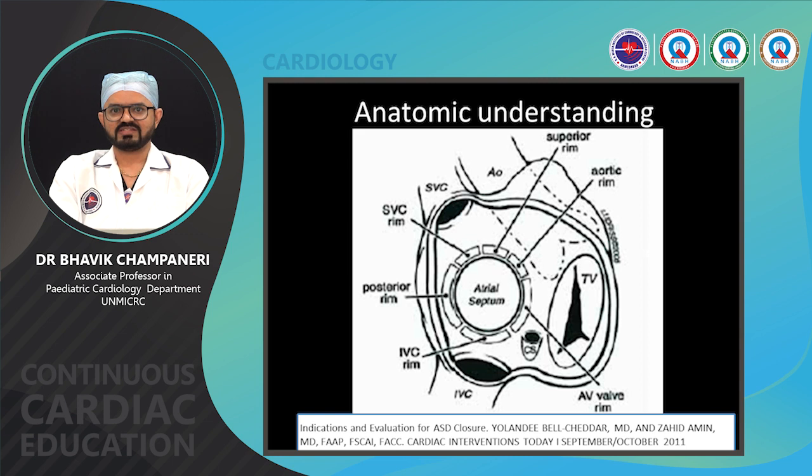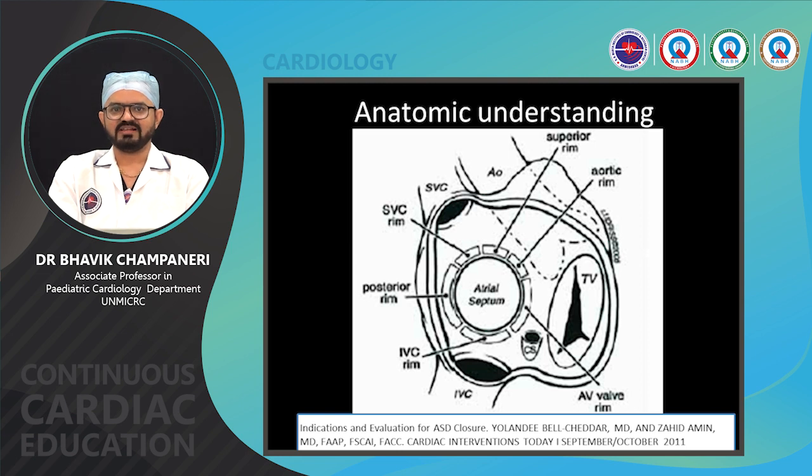The rim towards SVC is called SVC rim or a postero-superior rim. IVC rim is also called postero-inferior rim. The rim which is on superior aspect and more anterior aspect is called aortic rim. The rim towards AV valve is called a mitral rim or a AV valve rim, and the rim which is exactly opposite side of a mitral rim is called a posterior rim, which extends from superior vena cava to inferior vena cava.